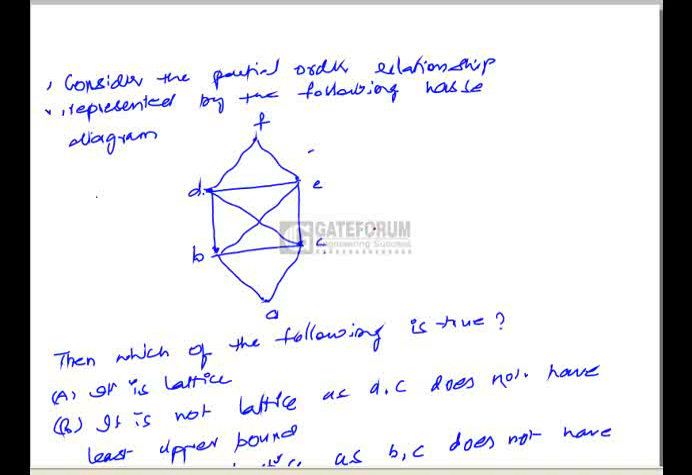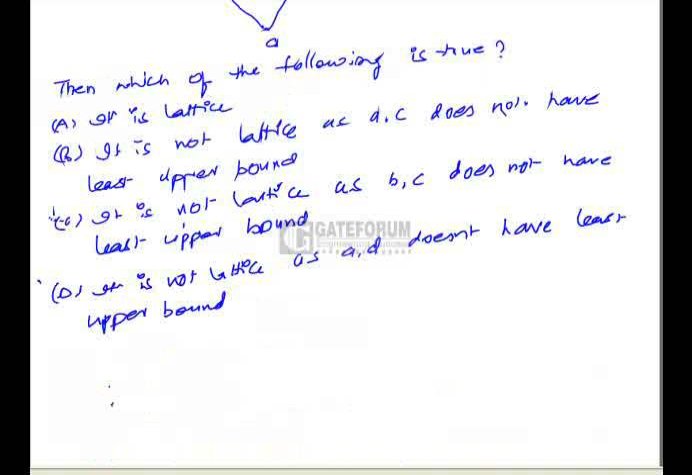LUB should be unique and GLB also should be unique. Both LUB and GLB, least upper bound and greatest lower bound, if they exist, they should be unique. So here for B and C there is no least upper bound, hence it is not a lattice. So here correct option is option C. It is not a lattice as B and C do not have least upper bound. This is the correct option.